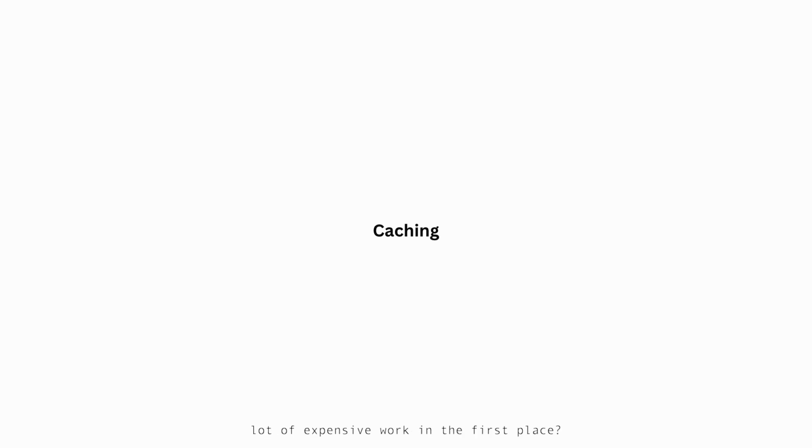We have been talking about scaling systems and handling load, but what if we could avoid doing a lot of expensive work in the first place? That's where caching comes in. Caching is a powerful technique to dramatically improve the performance and reduce the latency of your applications by storing frequently accessed data in a place where it can be retrieved much faster.